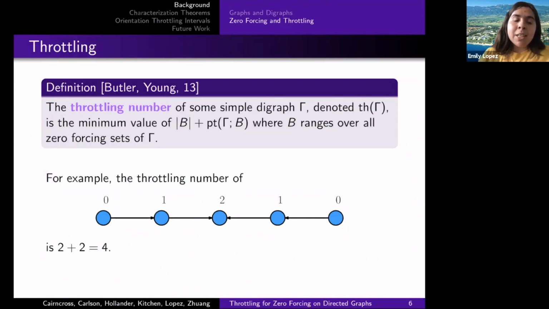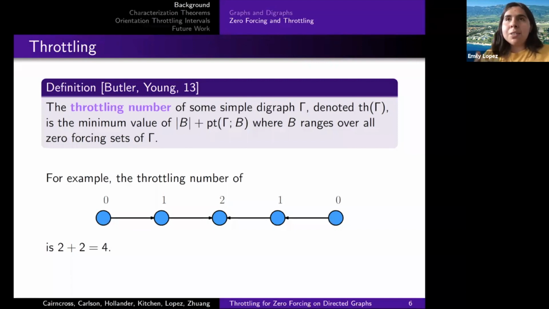Our research project mainly focuses on the throttling number of simple digraphs gamma, which we denote as th of gamma. The throttling number is the minimum value of the sum of the cardinality of the zero forcing set and the propagation time of the zero forcing set, where we are considering all zero forcing sets for a digraph gamma.